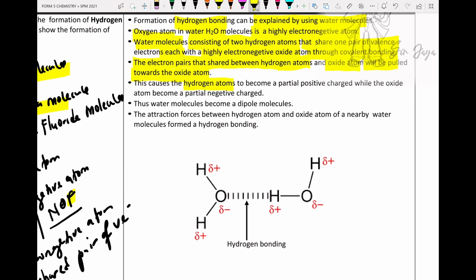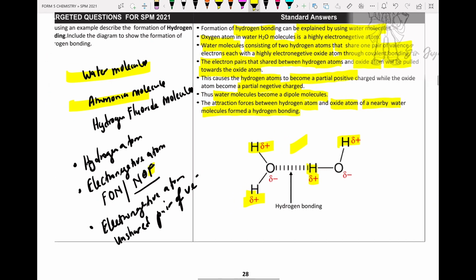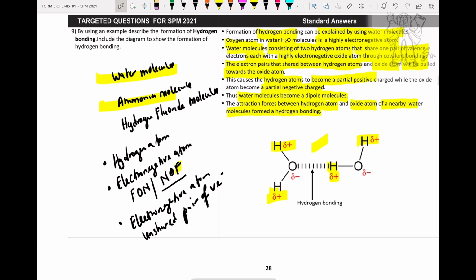This causes the hydrogen atom to become partial positive. So here we need to put partial positive, while the oxygen atom becomes partial negative because oxygen atom is more electronegative. Thus, water molecule becomes a dipole molecule. The attraction forces between hydrogen atom and oxygen atom of nearby water molecules form a hydrogen bonding. So this is how we draw this one. All right, so this is the explanation for the formation of hydrogen bonding.